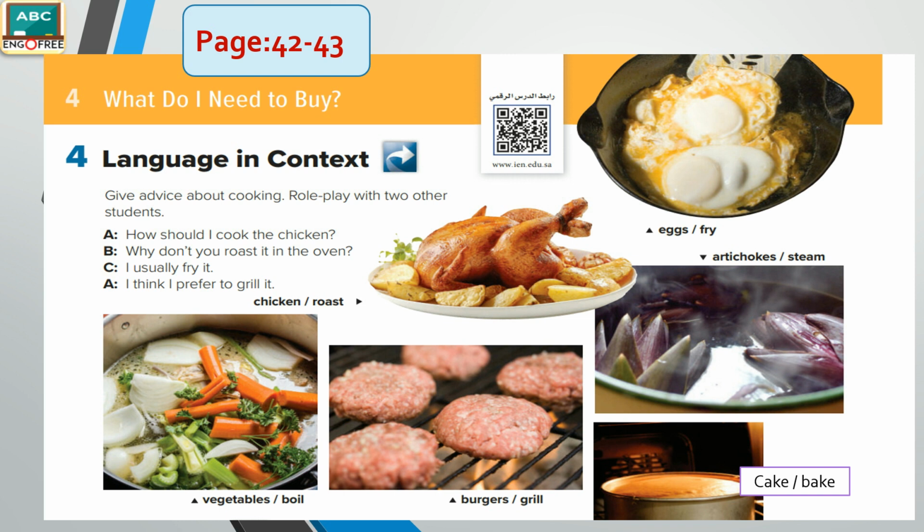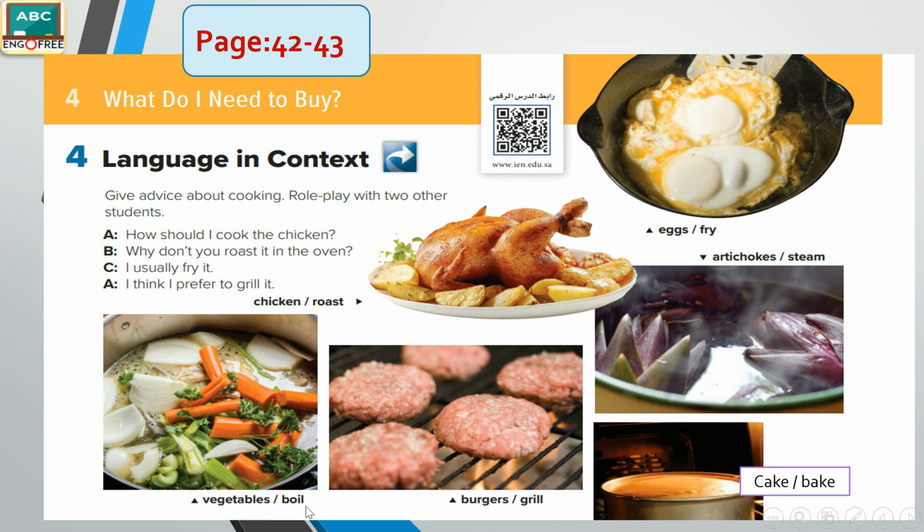Unit 4. What do I need to buy? Number 4. Language in context. Okay, girls, look at these pictures. I want you to make some sentences about them. Look at picture number 1. What can you see?